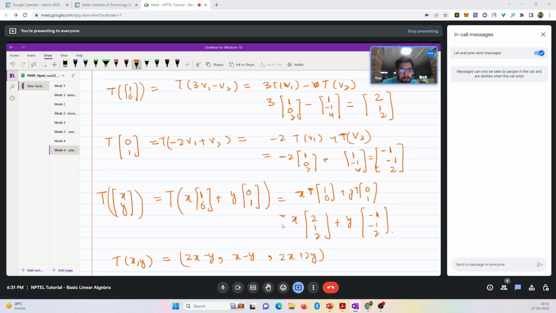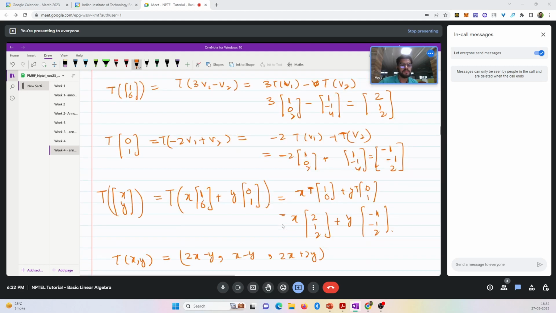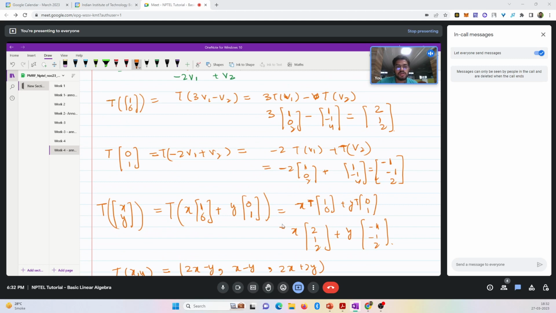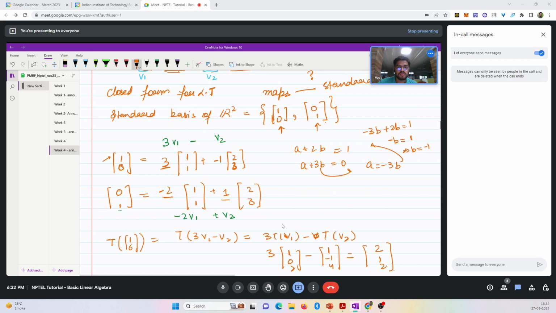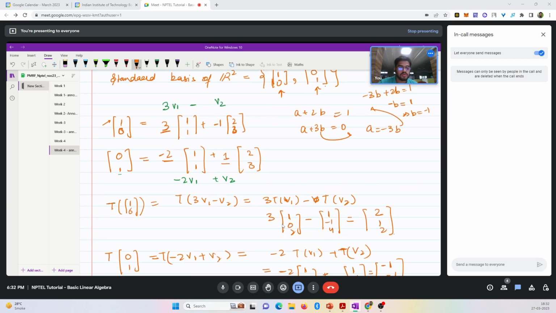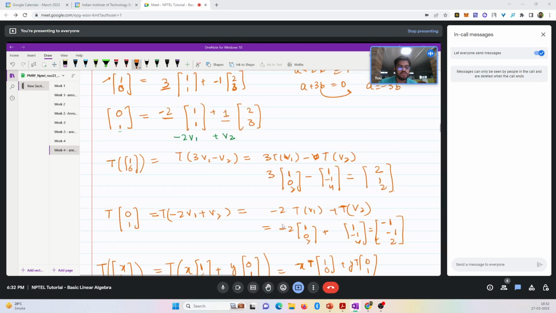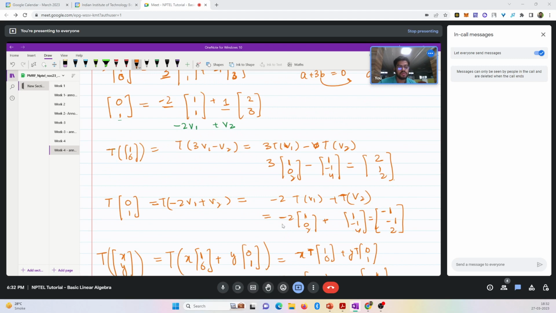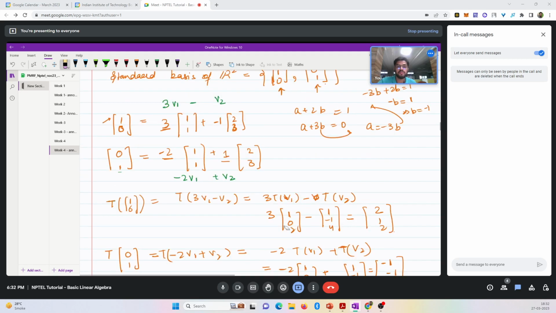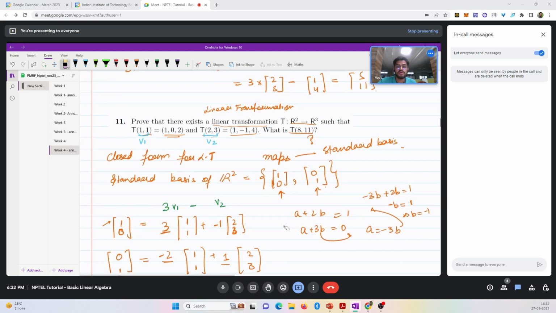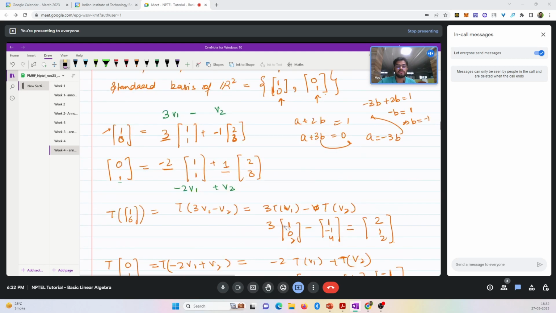Just a second. I think there is some calculation mistake here. So 3v1, 6 minus 4 is 2. Yeah, so this is minus 4 plus 4, this term would be 0. Sorry for this mistake. So this is 0. This leads us to 2x. Okay. Yeah, now it is fine.